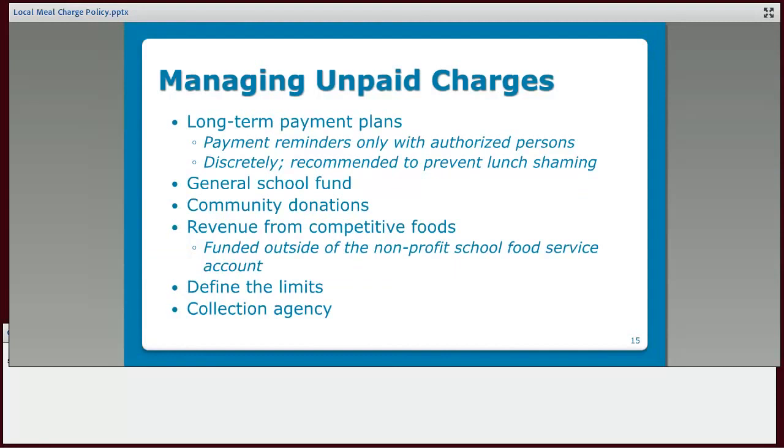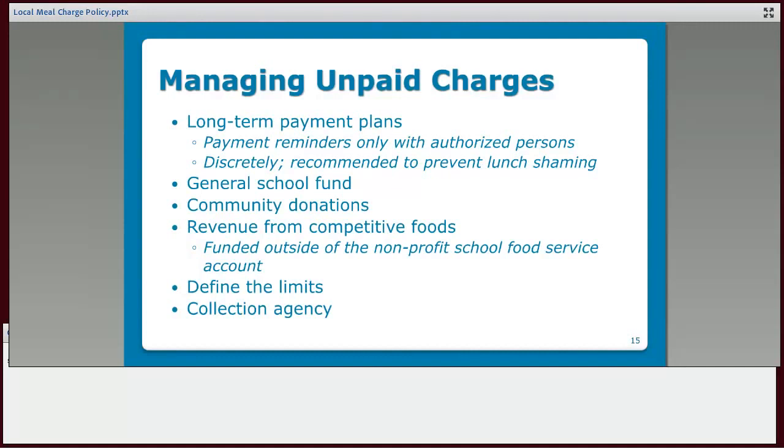Managing unpaid charges. Long-term payment plans may be part of your local meal charge policy. This may be set up after a certain amount of debt has accrued. You set and define that limit, but work with households to make it flexible and non-threatening. Unpaid charges may be carried over into the next school year, and communicating payment reminders must only be done through authorized persons.